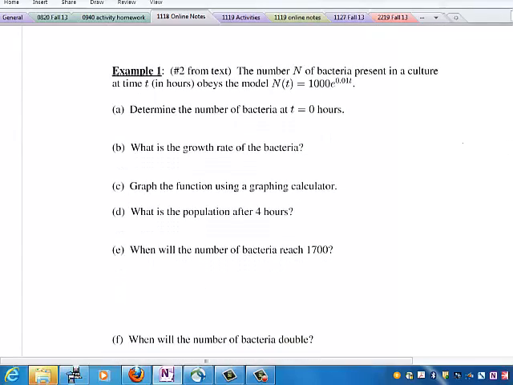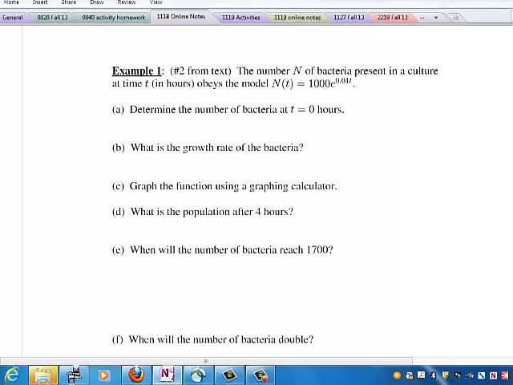So our first example here, we're told the number of bacteria present in a culture at time t, in hours, obeys this model. N of t equals 1000 e to the 0.01 times t. So in this example, the model is given. In some upcoming examples, we're going to be given some information, and then we'll have to build the model. But here we just want to take the given model and pick the pieces apart.